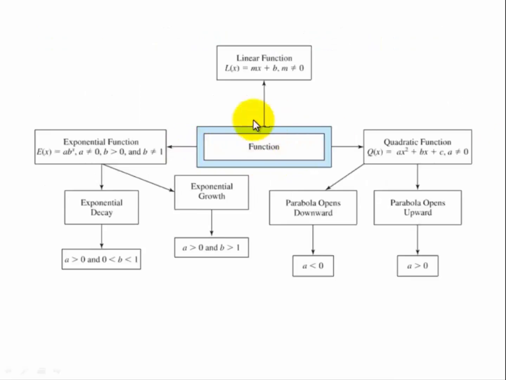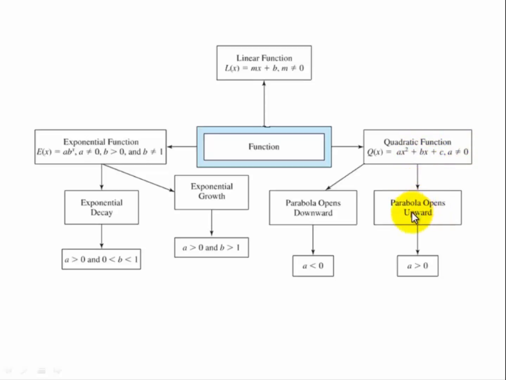Let's summarize. We talked about a function where you put an input and it has one and only one output. We looked at linear functions, and that can be written as y equals mx plus b, or we could write in function notation as L of x equals mx plus b. m is your slope, b is your y-intercept. Next, we looked at quadratic functions, and quadratic functions can be written in the form q of x equals ax squared plus bx plus c. a cannot be equal to 0.